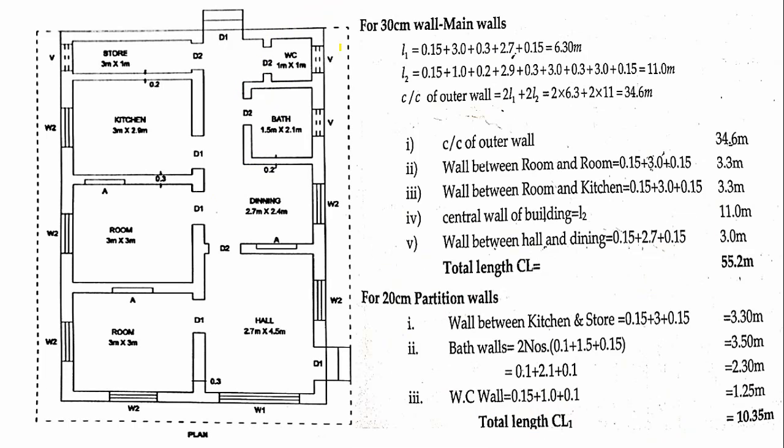Then next we have to calculate the center to center length of the 30 centimeter main walls. That means these outer walls as well as these inner walls, all these walls have to be calculated. These walls have to be calculated separately, that is for the 20 centimeter partition walls. You can see this in the slide. Everything is given, it is self-explanatory. Try to read it out. Further, if you have any problems, you can ask.